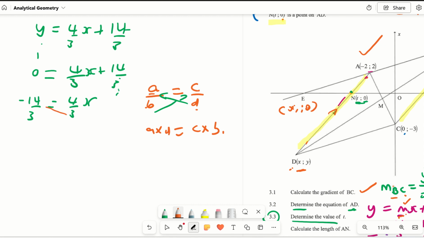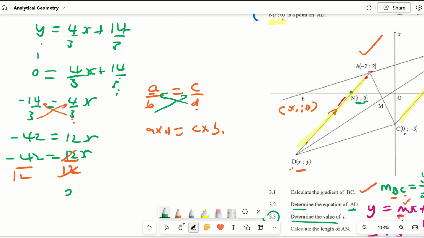We're going to multiply this and this and that. 3 times minus 14 gives us how much? Negative 42. Then 3 times 4x gives 12x. Remember, the aim is for you to have x equals something, so you have to get rid of this 12. The only way to do that is to divide by 12. What you do on one side must also be done on the other. So therefore, this will cancel that.